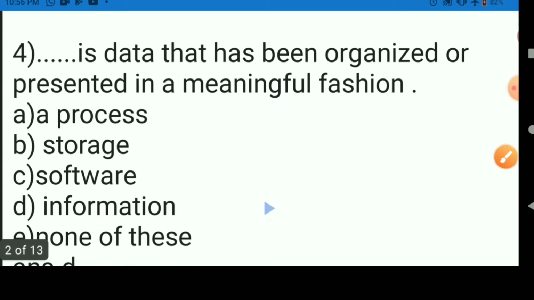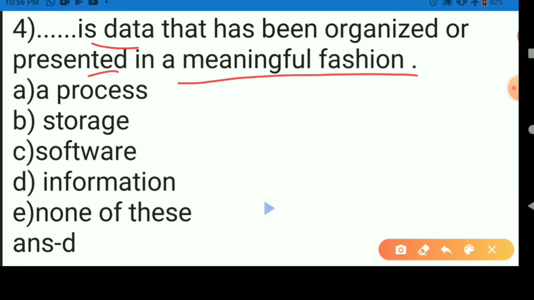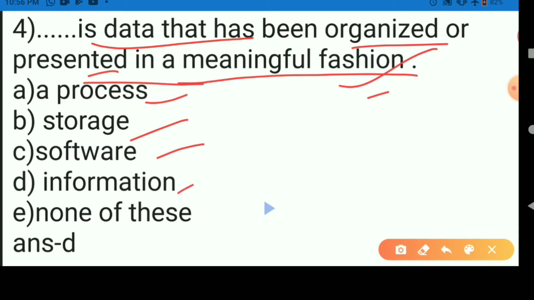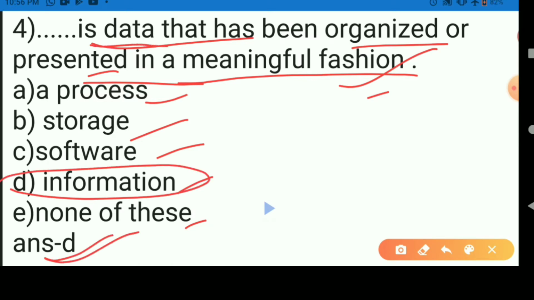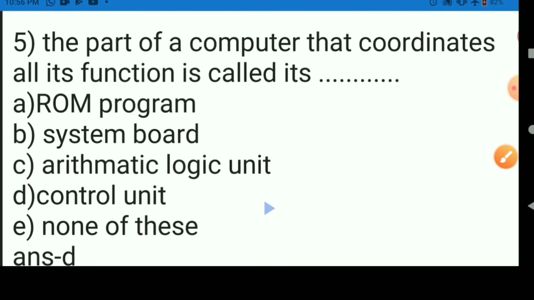Question number 4. Is data that has been organized or presented in a meaningful fashion. Process, storage, software, information, none of this. Option D is the right answer: information is data that has been organized and presented in a meaningful fashion.